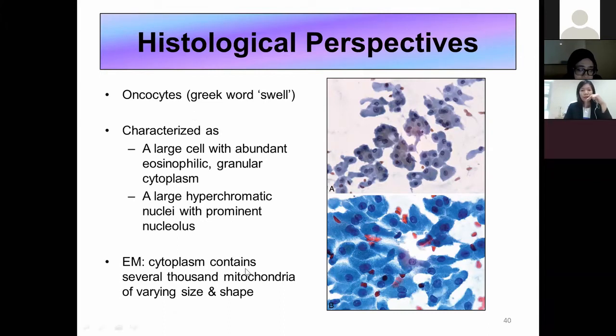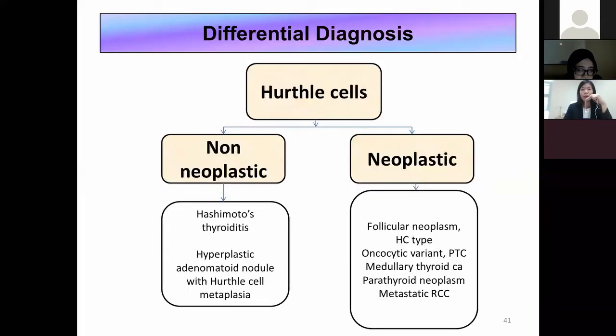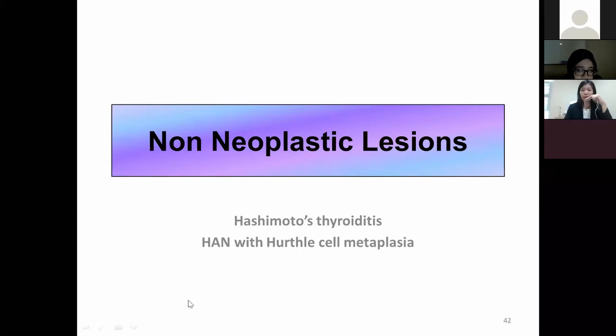Why do they have this granular cytoplasm? Because they have abundant mitochondria within the cytoplasm. So this is a typical Hürthle cell. When you encounter Hürthle cells in the FNA, it's very difficult because they have a wide range of differential diagnoses, ranging from non-neoplastic up to neoplastic lesions. So careful cytological examination is very important. For non-neoplastic lesions, you always have to think of Hashimoto thyroiditis or a hyperplastic adenomatous nodule with Hürthle cell change.